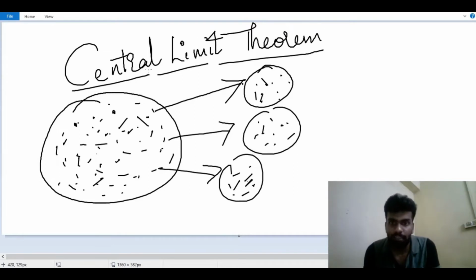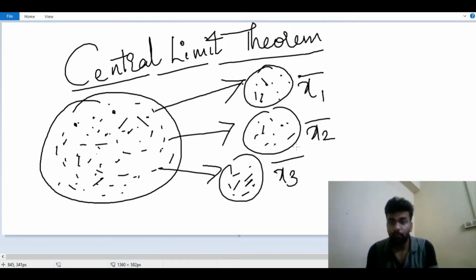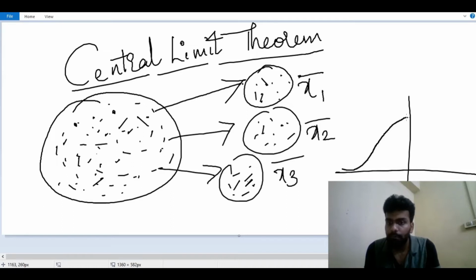So for example, let's take these means as x1 bar, x2 bar, x3 bar. These are the 3 means of the 3 different samples which we extracted from the population. And if you plot these 3 means, the distribution will be normal. So that's the central limit theorem, right?